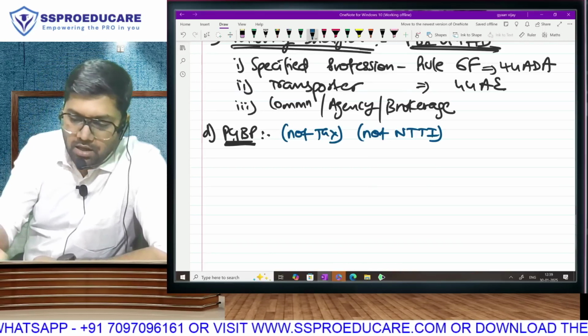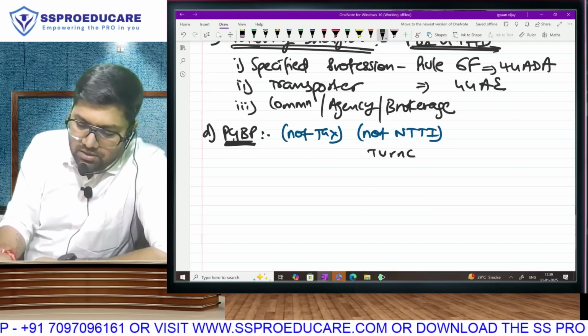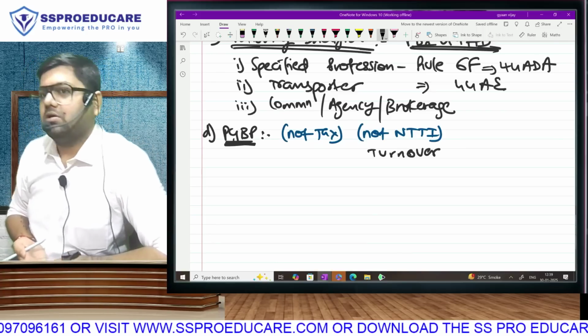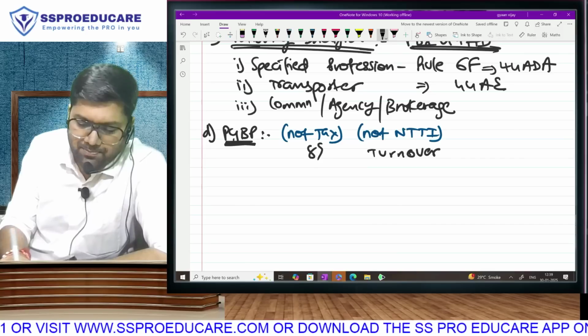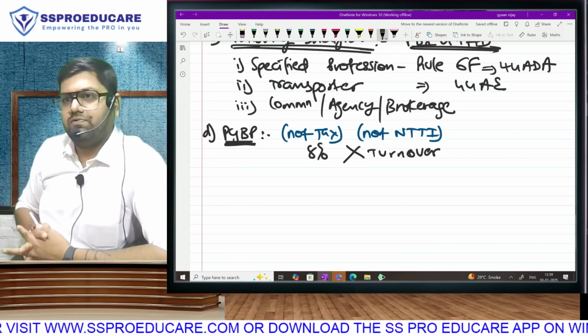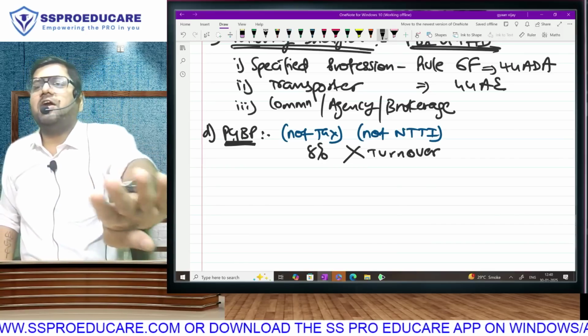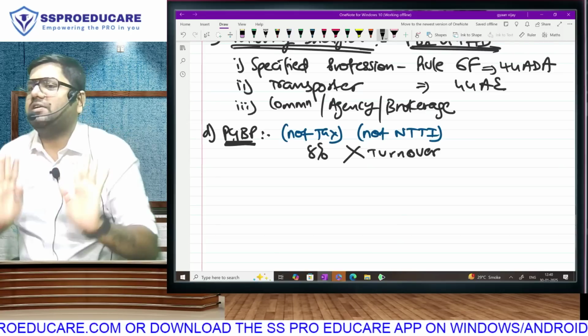You understand? Take your turnover. You know your turnover? Mind you, that turnover has to be less than or equal to 2 crore. 3 crore is exceptional. Less than or equal to 2 crore and apply 8% on your turnover. That's your PGBP. No need to do any net profit, no need to add, no need to less. This 8% is your answer.